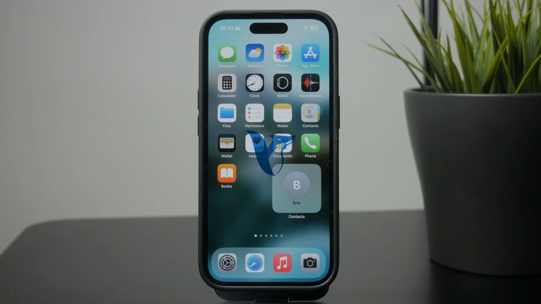Now let's talk about how you can use letters on the iPhone dial pad.